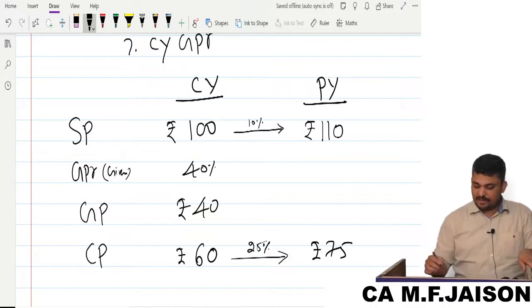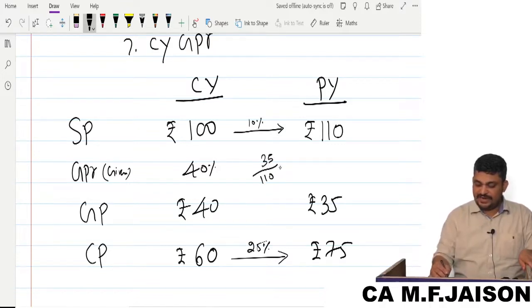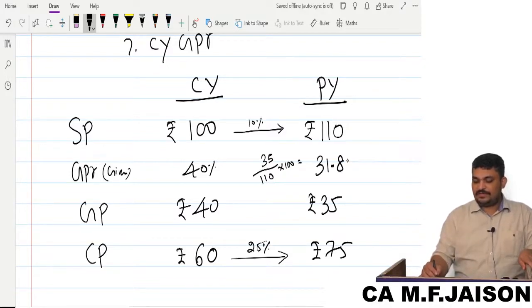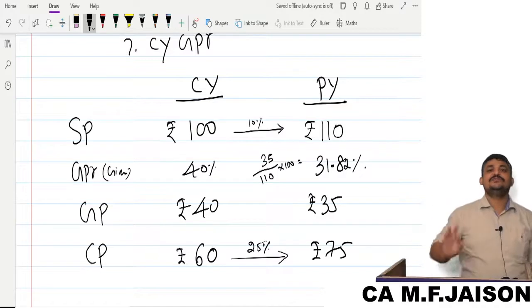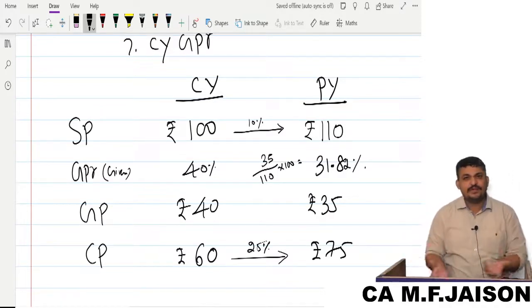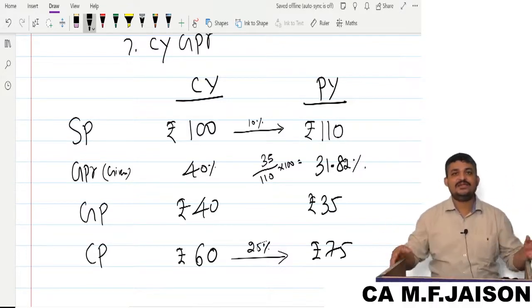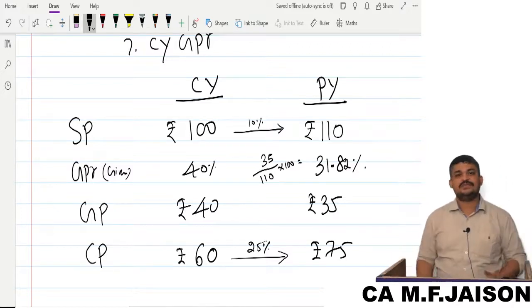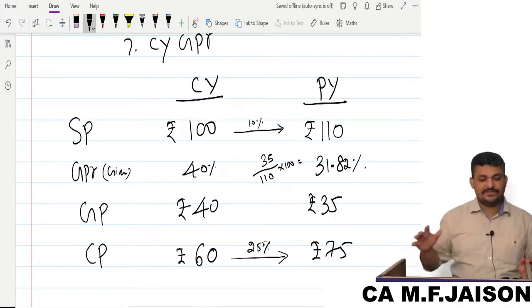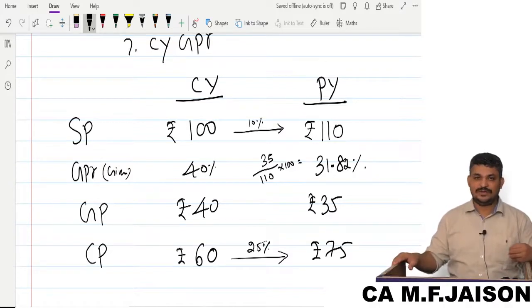So that way we find that gross profit is how much? 35. Gross profit is 35. So we have, my dear friends, gross profit ratio as 35 by 110 into 100, which is 31.82%. Like that we should arrive. So we have learned in a simple manner how to convert one GPR in terms of another GPR if the price level changes. We can apply this in one of the problems, and then we are coming to the conclusion of this particular topic.